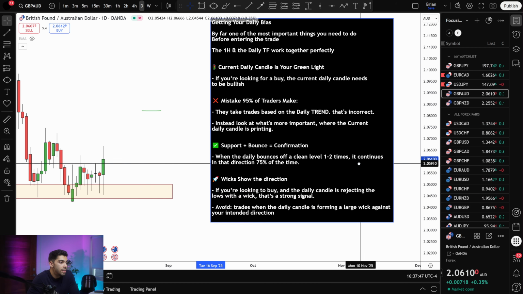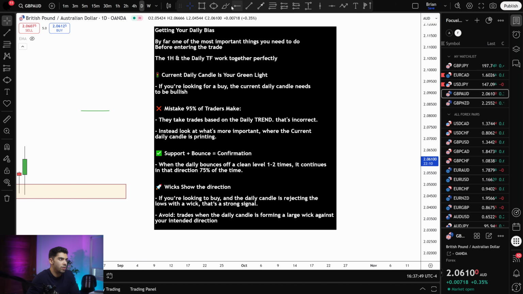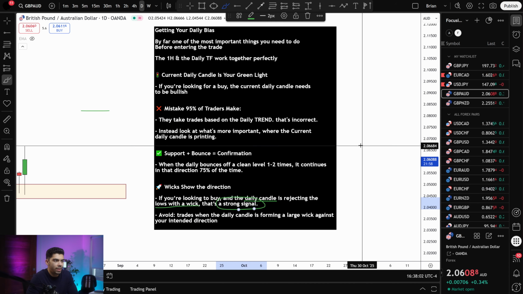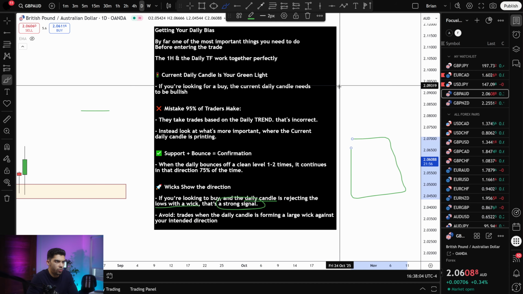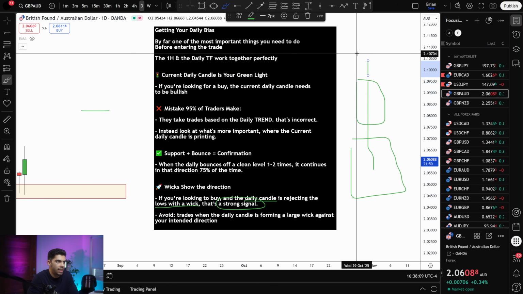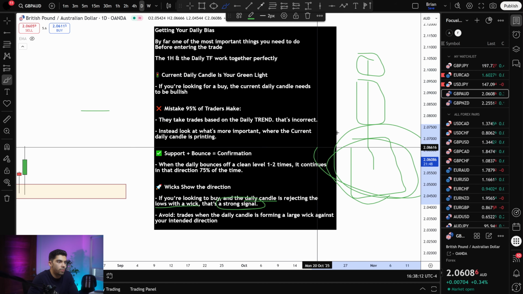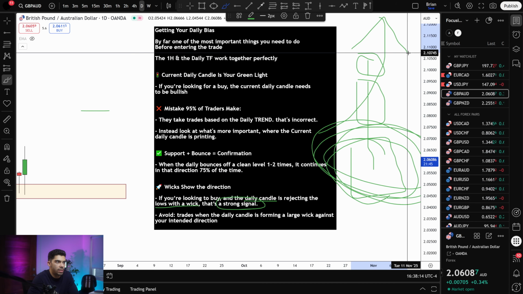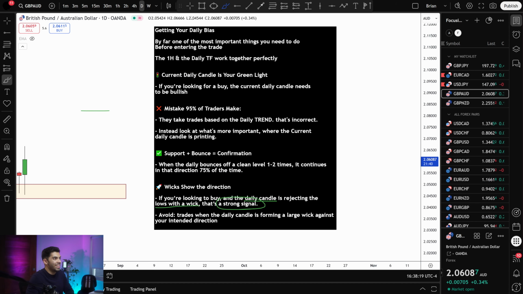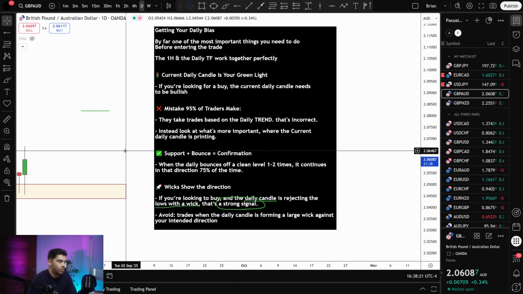So if you're looking for a buy position on the 1 hour chart, and the daily candle is rejecting the lows with a wick rejection, that's a strong signal. Ideally, the wick on the bottom is larger than the wick to the top. So let's say this is the wick to the bottom, this is the candle, and then it makes a slight little wick to the top. This wick right here is the one that wins, and the market's most likely going to go bullish. I know that was a horrible drawing, but you get the idea from all the examples I showed you.